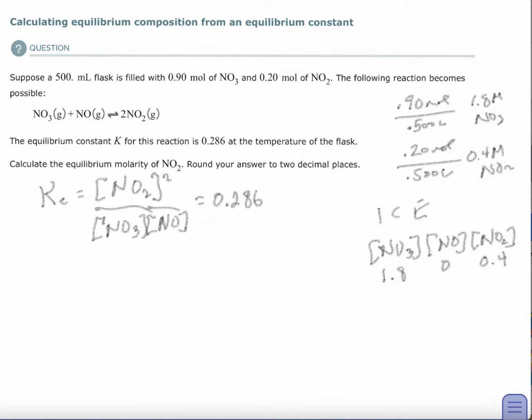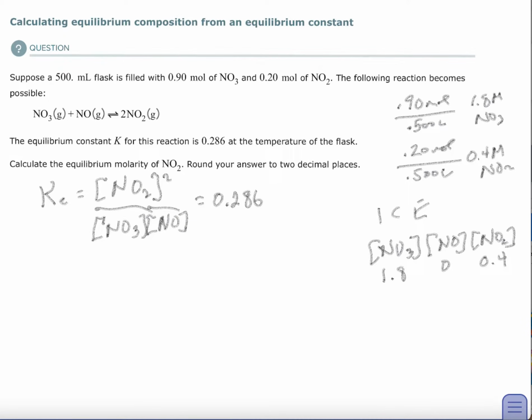Here's really the only hard point of this problem. What am I going to make X? I could make NOx if I wanted, because I don't have any, and so whatever I'm going to get could be my X. Most of the time, I would say most people are going to pick what it is they're asking for and turn that into X. For instance, they're asking for the equilibrium molarity of NO2. Probably most people would pick NO2 to be your X.